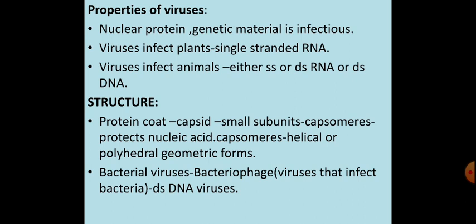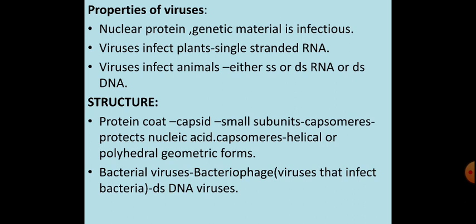DNA is usually double stranded, that means it has a double coil like structure. Whereas viruses which infect plants have single stranded RNA. RNA with one strand will cause infection in the plant. That means RNA will be released inside the body of the plant and cause infection in the plant body.